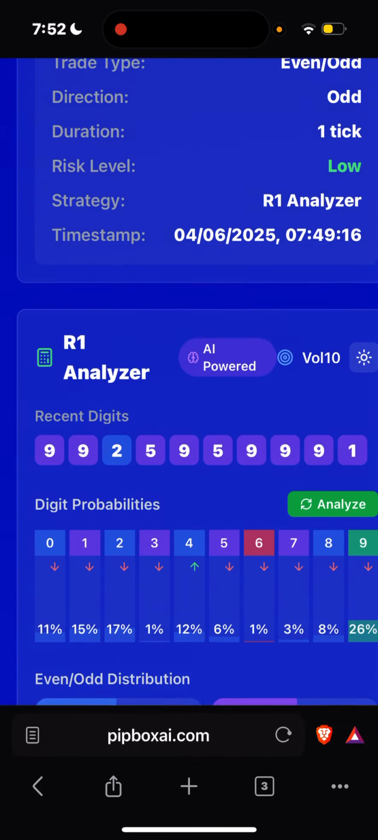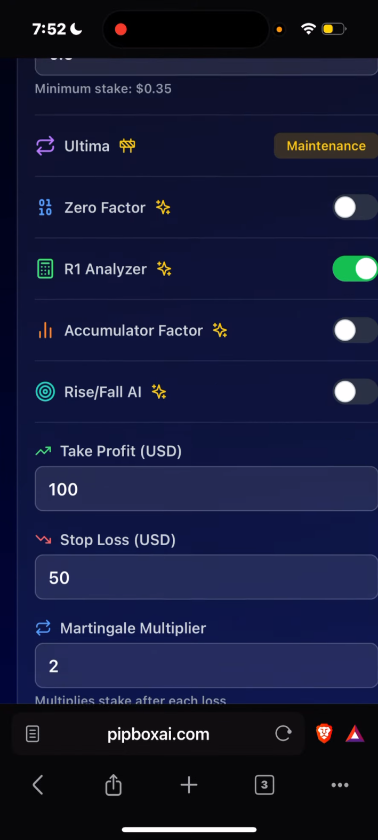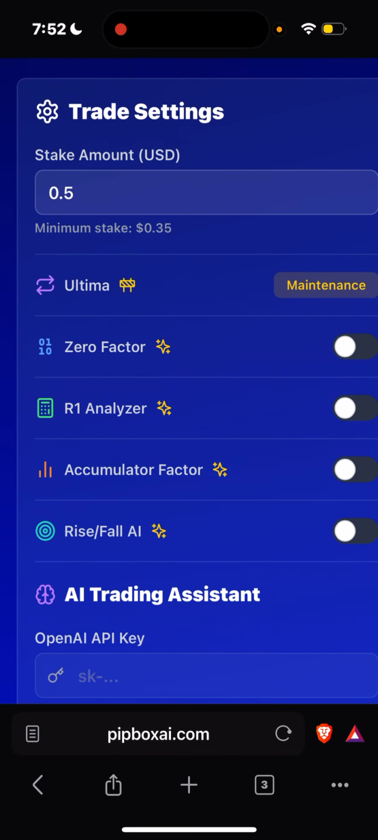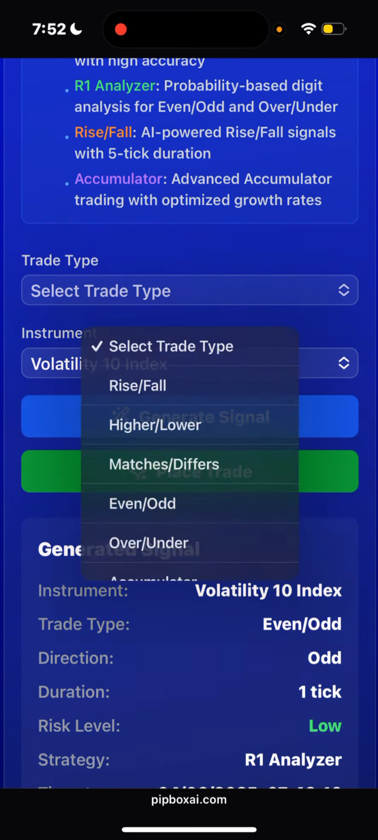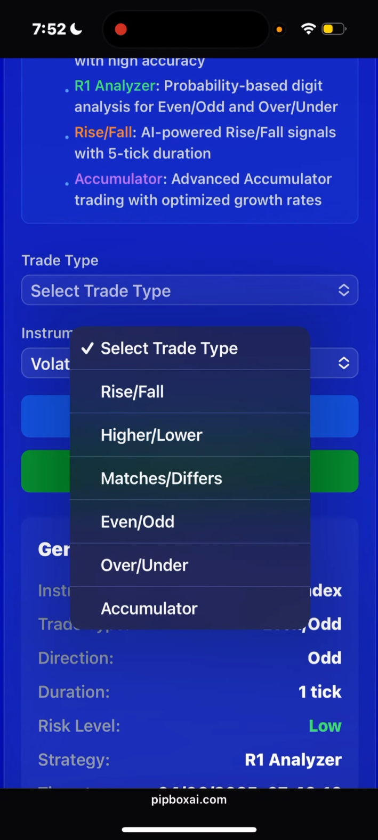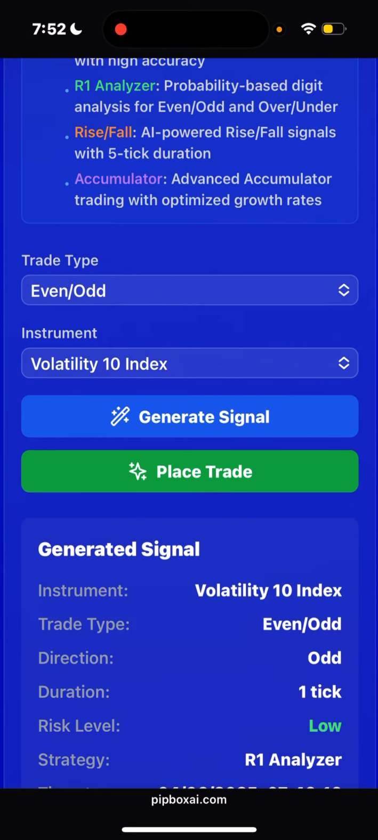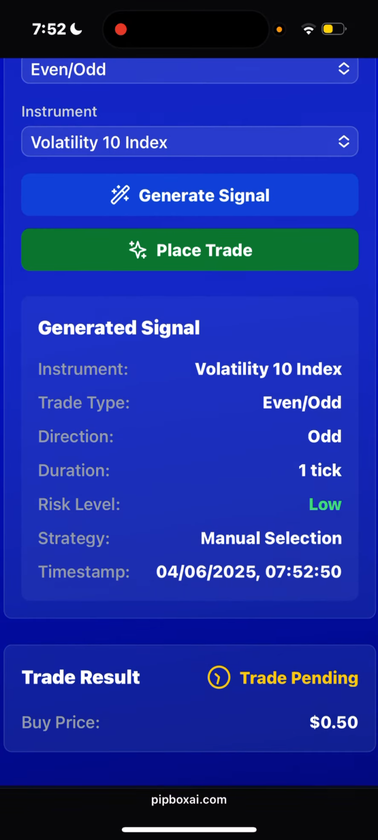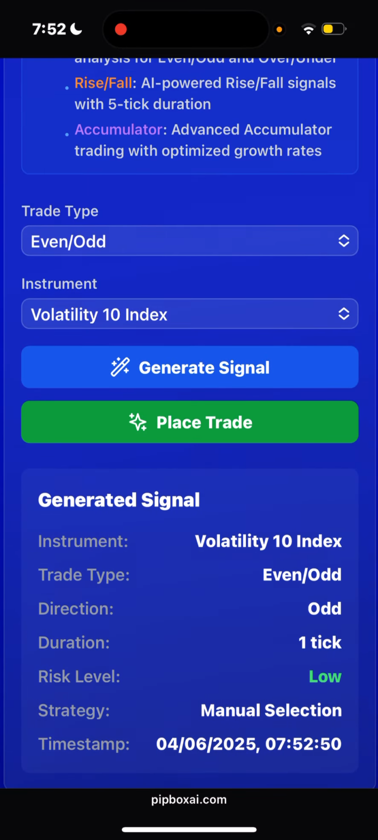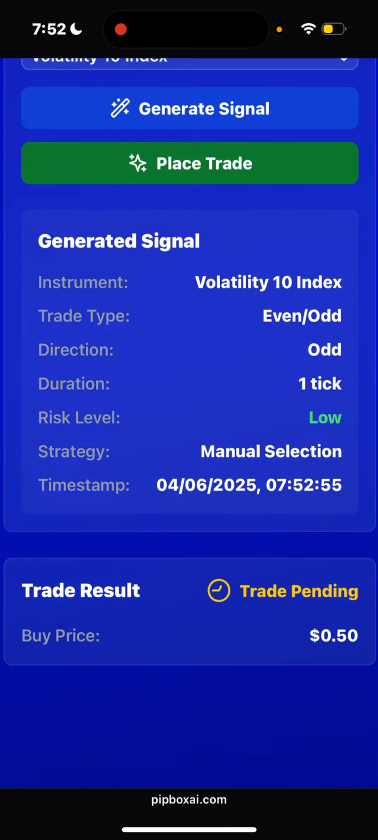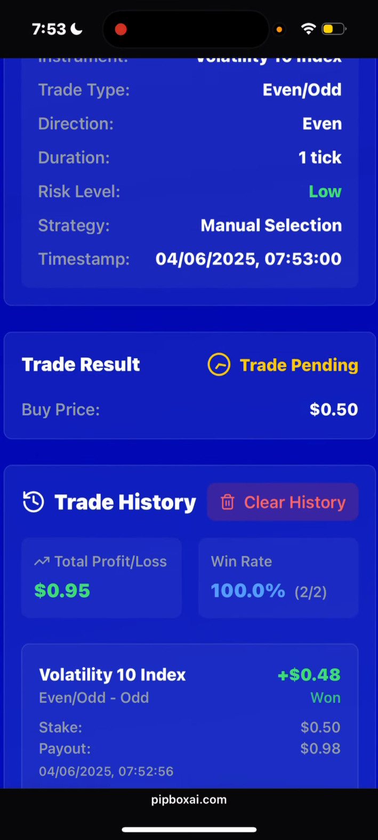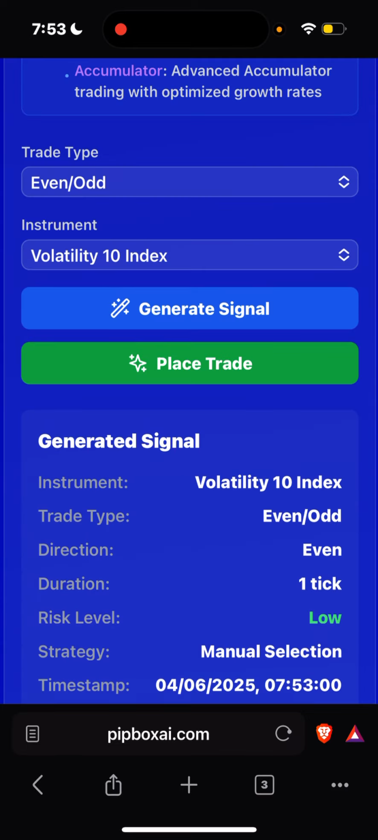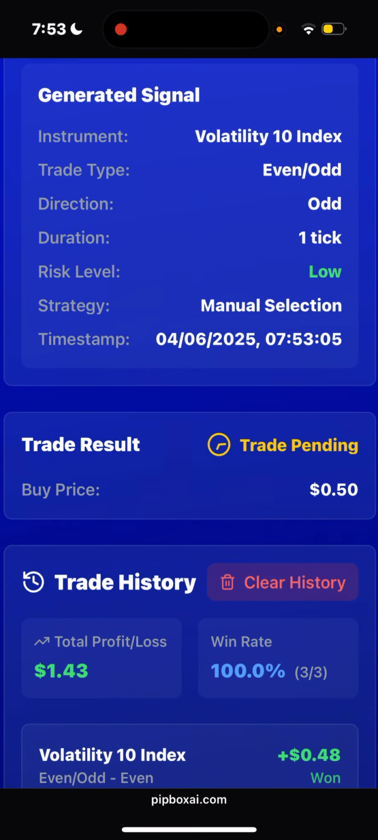Now, what next? We are going to disable the R1 analyzer, and then we'll trade on even and odd. The first thing you need to do is generate your signal and then place your trade. So that one is one. We'll just do it very, very fast. We don't want to waste time, and we don't want to lag behind. So everything is going correctly.